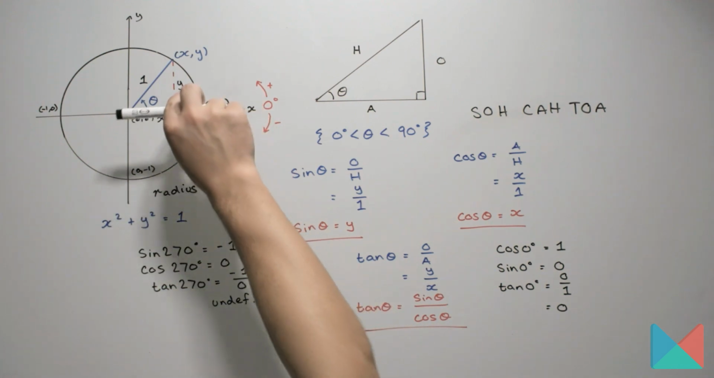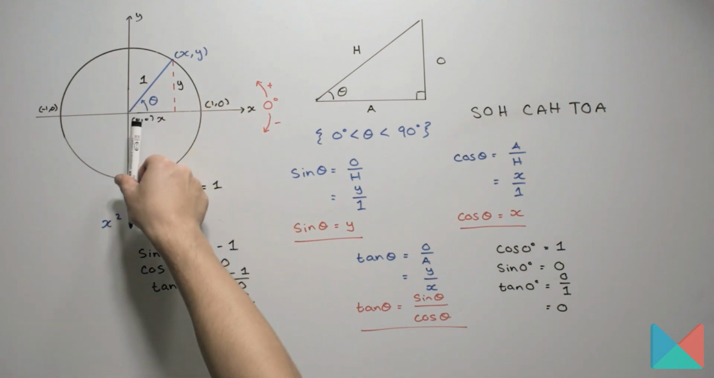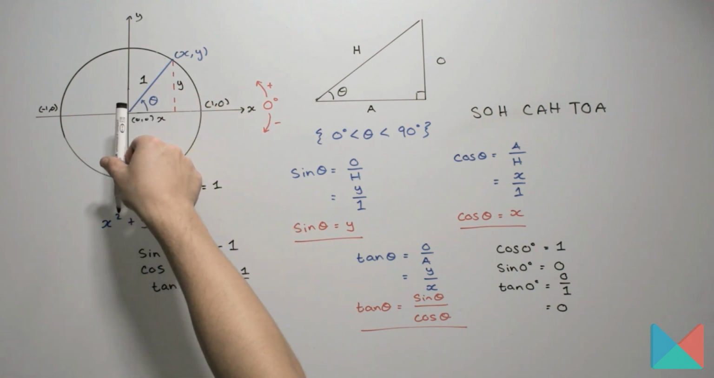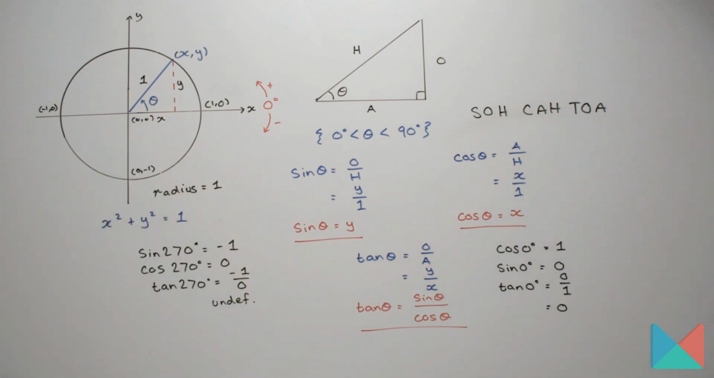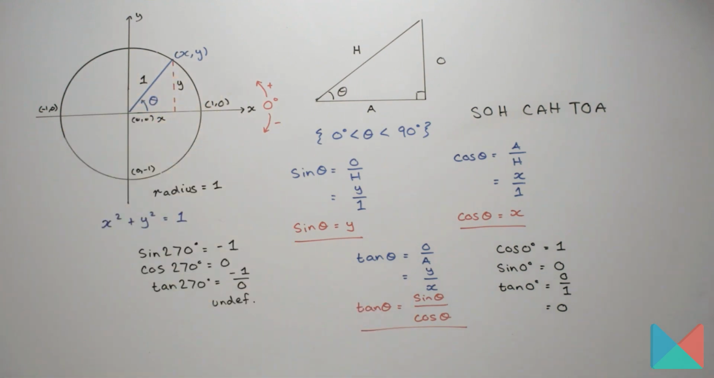So if we started at 0 degrees and went clockwise 90 degrees, this will be -90 degrees, and we are at the coordinate 0, -1, which was the same as our coordinate of 270 degrees. And so sine, cos, and tan of -90 applies to sine, cos, and tan of 270 degrees. So that ends our discussion on the introduction to the unit circle.